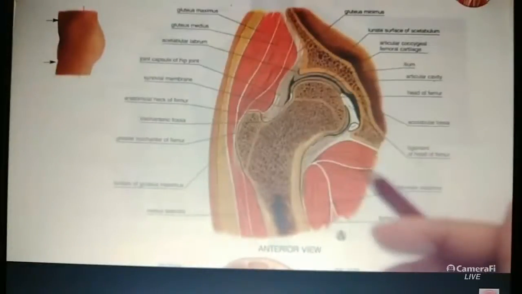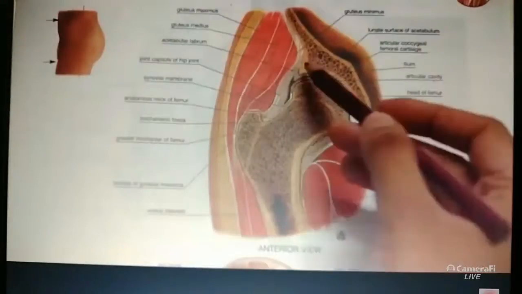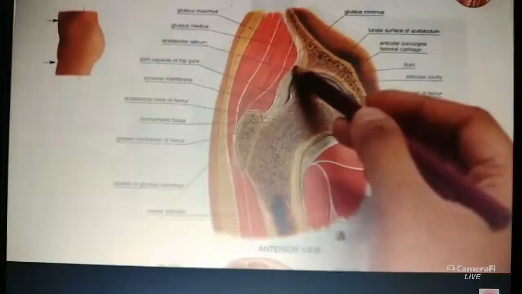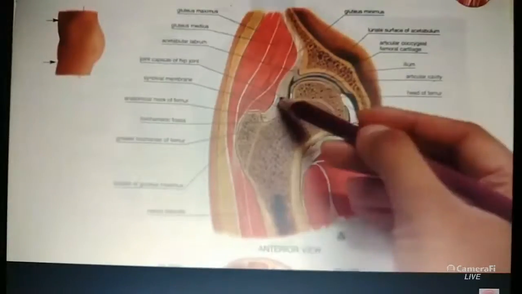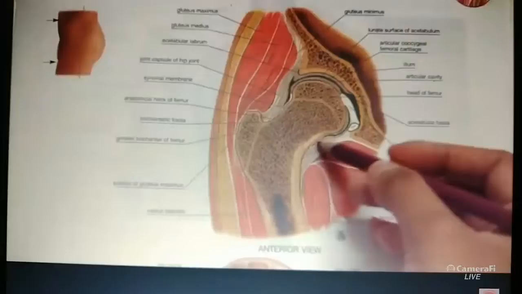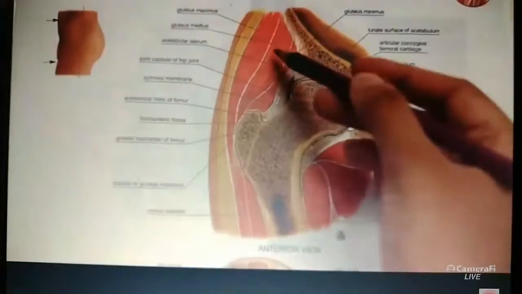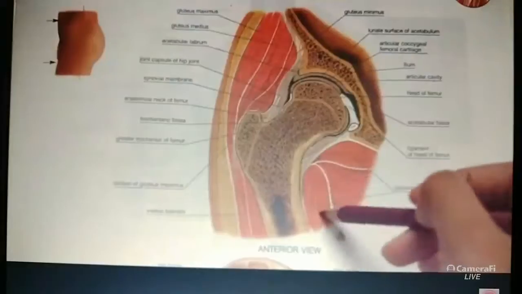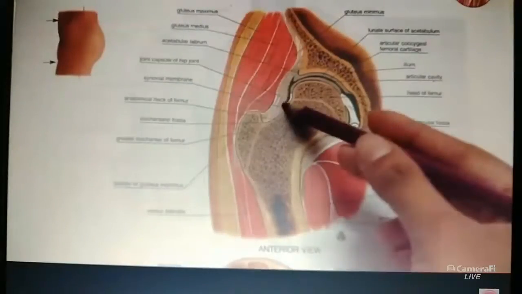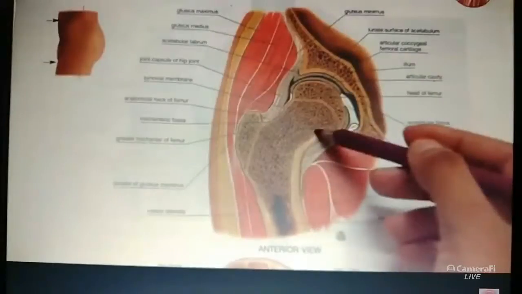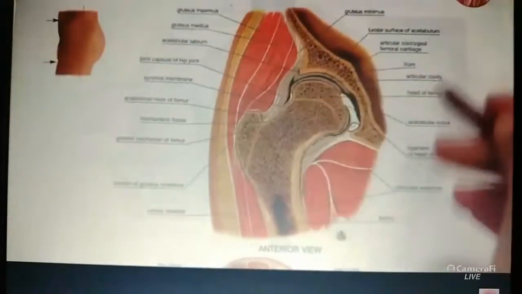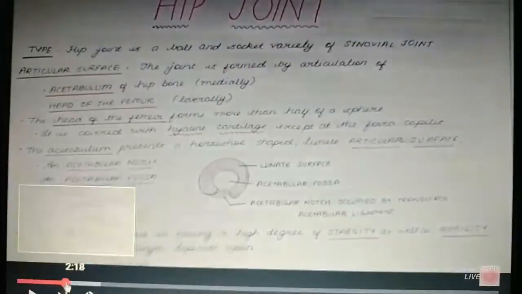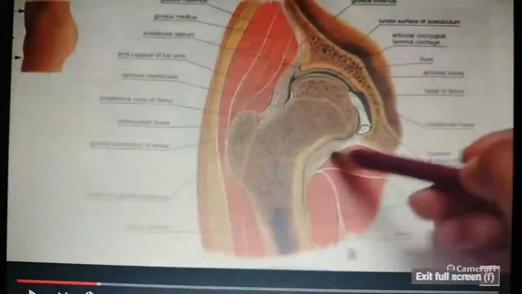For stability, the strength of the hip joint depends upon five factors. First, depth of the acetabulum. Second, tension and strength of the ligament. Third, strength of the surrounding muscles. Fourth, the length and obliquity of the neck of the femur. Fifth, the acetabular labrum.